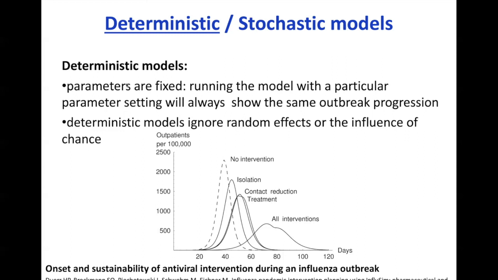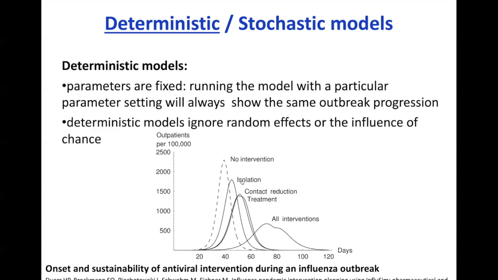Okay, so a deterministic model, let me briefly describe, is one where parameters are fixed. If you run the model with a particular parameter setting, it will always show the same outbreak progression. That's why you get these fixed curves here. Deterministic models ignore random effects or the influence of chance. They normally tell you, given your assumptions and your data, if you have no intervention, the epidemic curve will look like this.